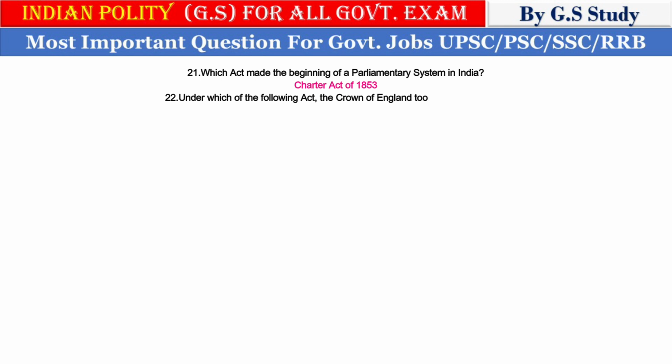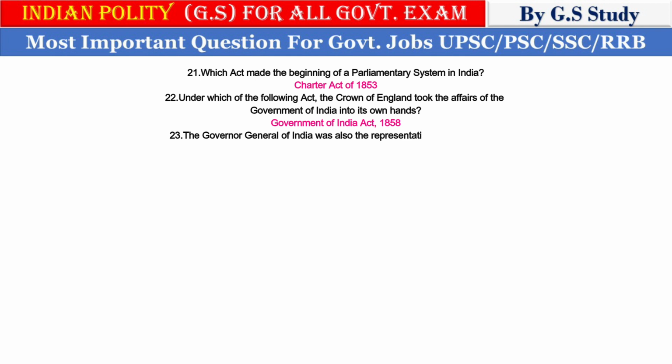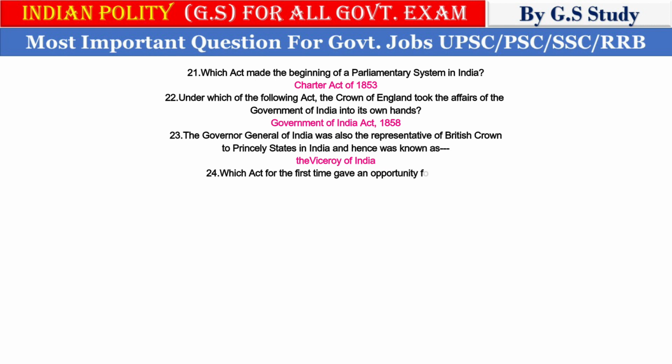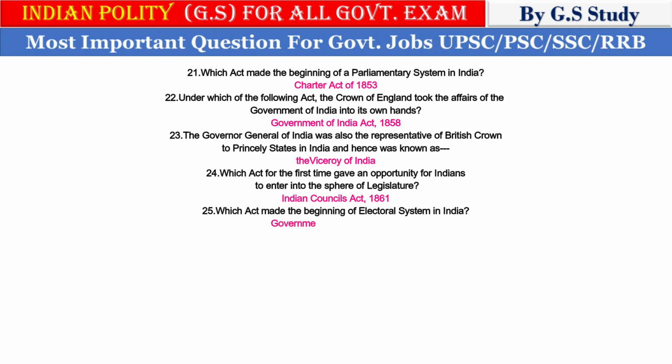22. Under which of the following act, the Crown of England took the affairs of the Government of India into its own hands? Government of India Act, 1858. 23. The Governor-General of India was also the representative of British Crown to princely states in India and hence was known as the Viceroy of India. 24. Which act for the first time gave an opportunity for Indians to enter into the sphere of legislature? Indian Councils Act, 1861. 25. Which act made the beginning of electoral system in India? Government of India Act, 1858.